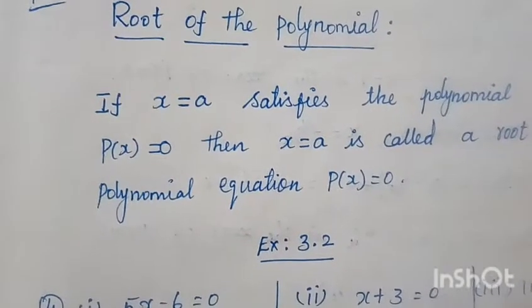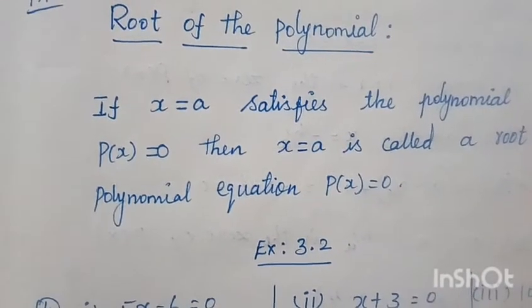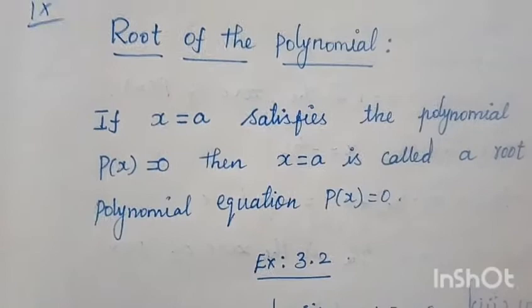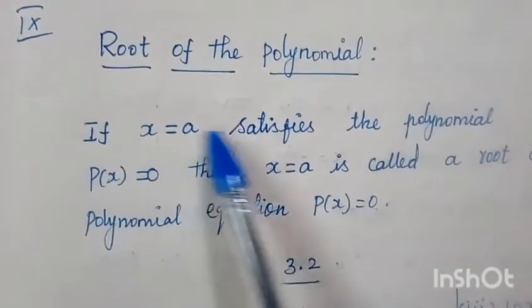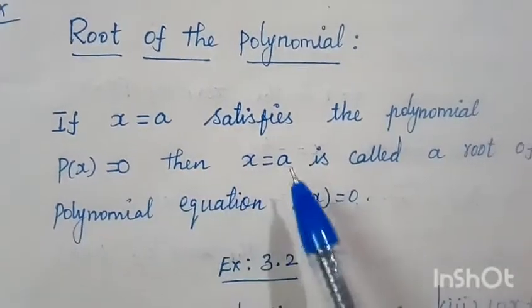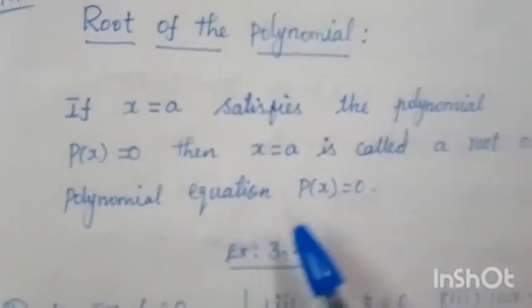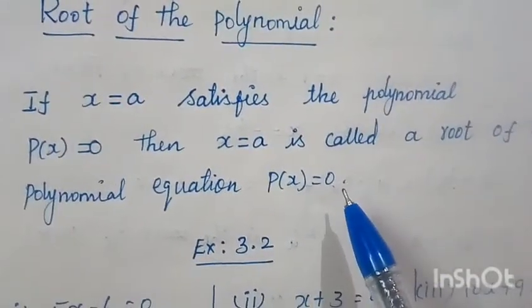Students, in the previous video, you have learned about zeros of the polynomial. Now you are going to learn roots of the polynomial. If x equal to a satisfies the polynomial p of x equal to 0, then x equal to a is called root of the polynomial equation p of x equal to 0.